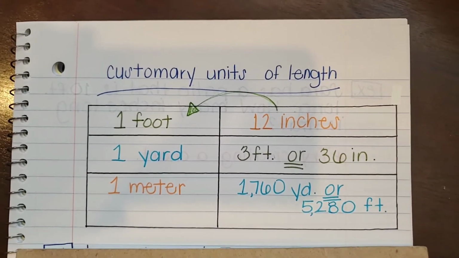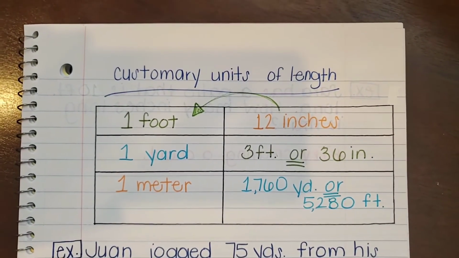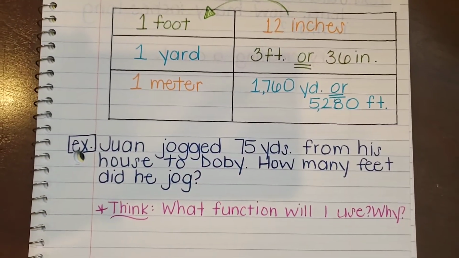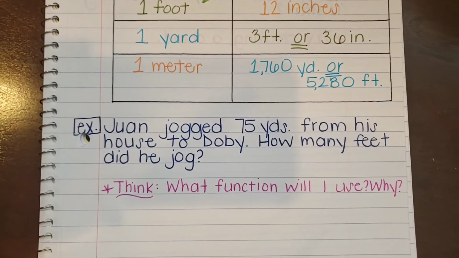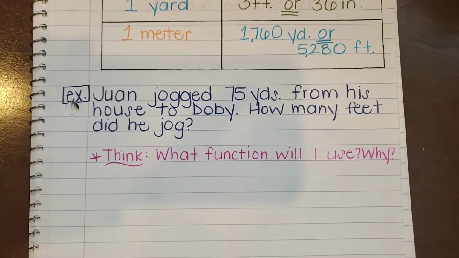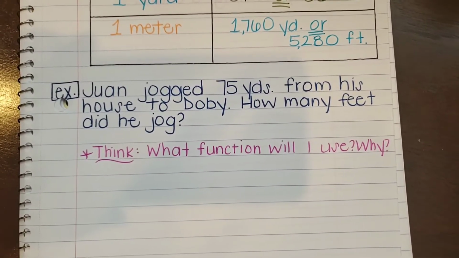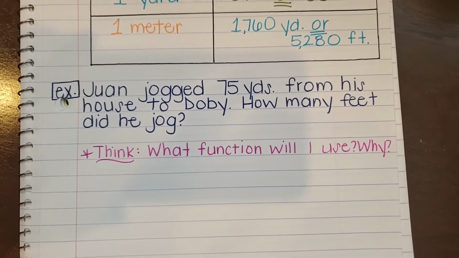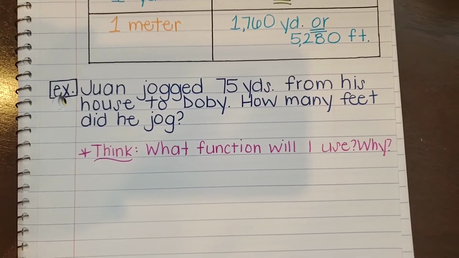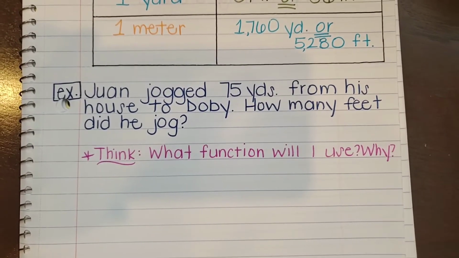All right, so I made a quick little problem for us to work through together. I'm picking on Juan today. It says Juan jogged 75 yards from his house to Dobie. How many feet did he jog? So we need to think about what function we're going to use and why. So are we going to multiply, divide, add, subtract? In this case, we're going to multiply.